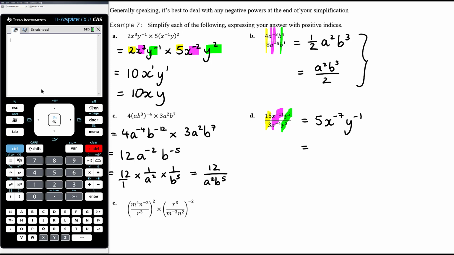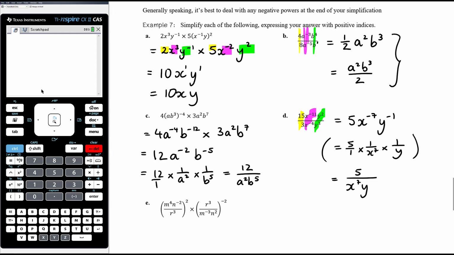So again, we've got two negative powers. Both of those things should go on the denominator. So 5 stays on the numerator. X to the 7 goes to the denominator, y to the 1, so just y goes to the denominator. If you need, you can write out this interim step. You've got 5 over 1 times 1 over x to the 7 times 1 over y, and then put it all together. But hopefully you can get straight from there to there relatively efficiently and accurately.